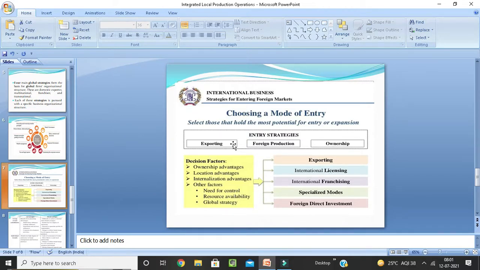Once we have this, then we are able to understand to whom we have to export the goods. What is international licensing? What are the rules, responsibilities, regulations, and procedures of international franchising? You should come to know. Knowledge should cover specialized modes and foreign direct investments. All these things are included for running the global ownership strategies.